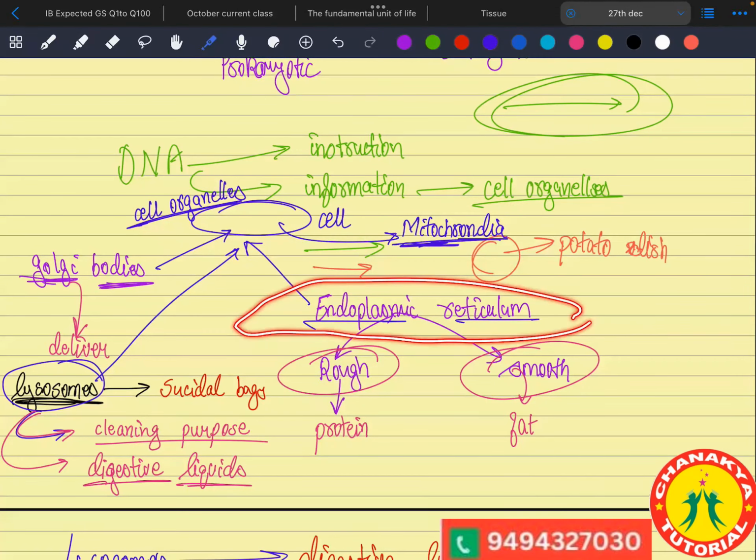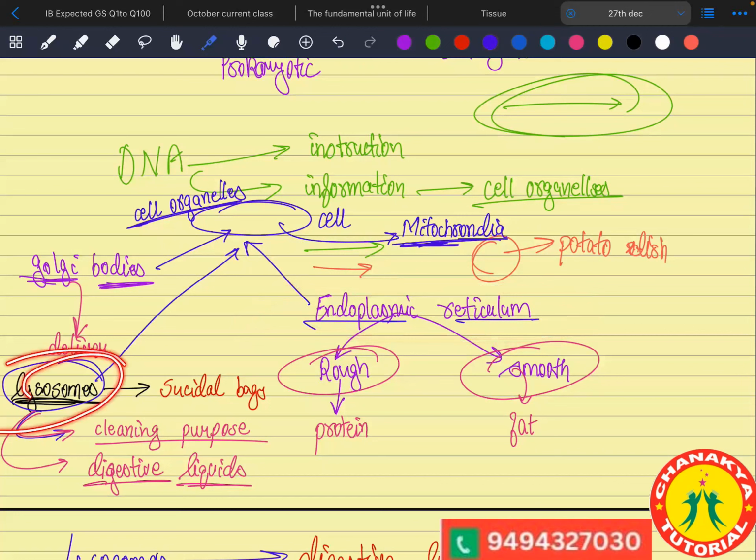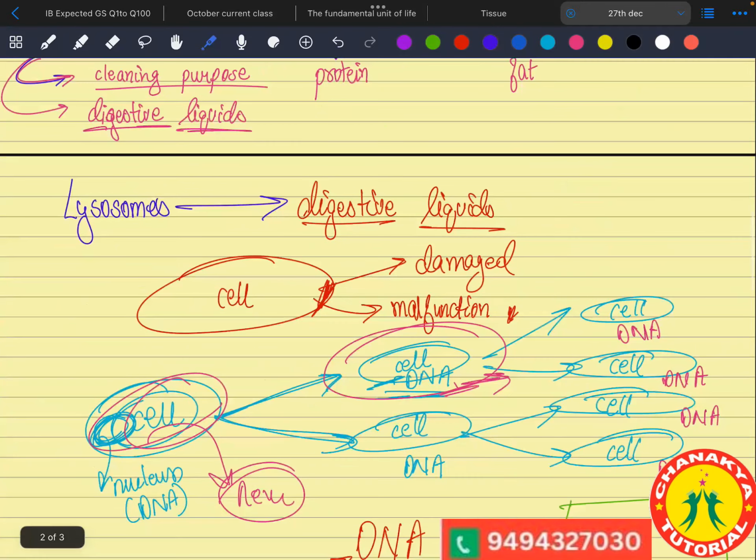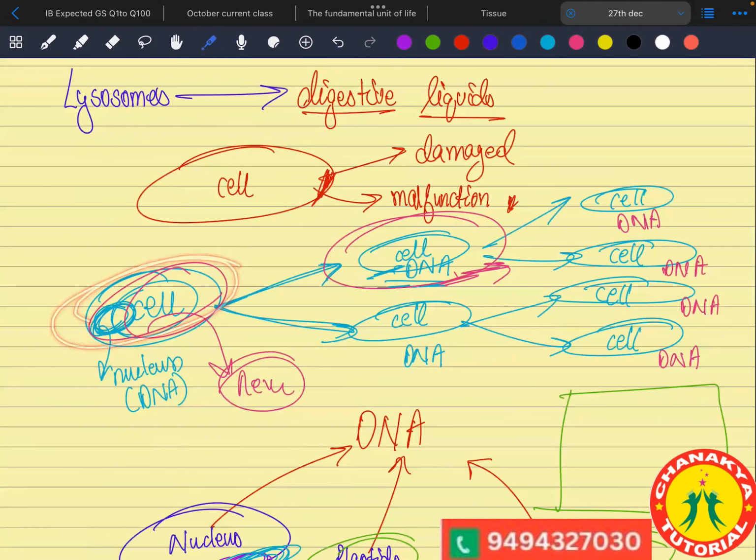We have seen the endoplasmic reticulum. We have seen the lysosomes, which are suicide bags. We have seen the Golgi bodies, which are present inside the cell and are used to deliver food. We have seen how cells divide. This is a function of the cell: in the process of reproduction, the cells divide themselves.